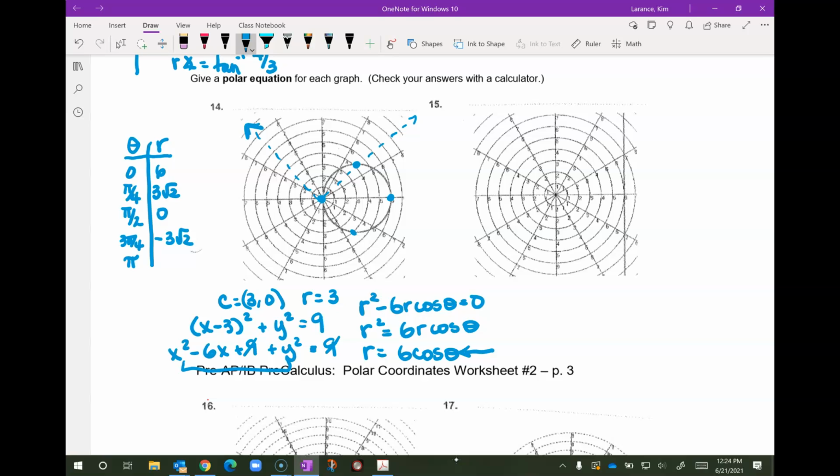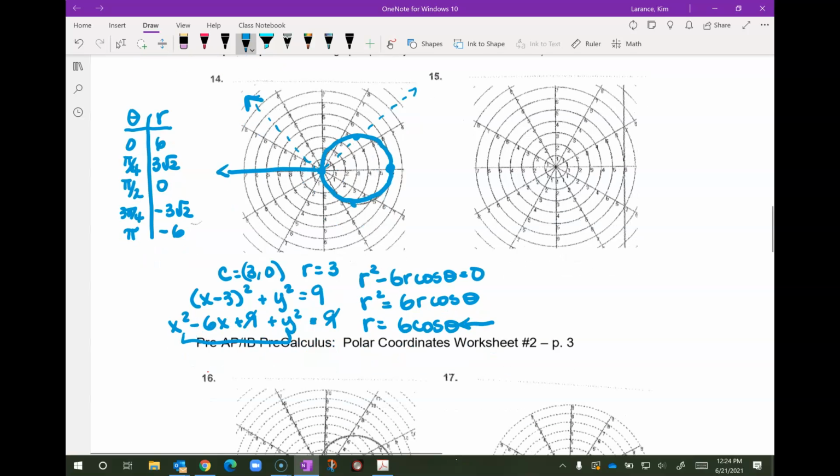And then pi gives me, cosine of pi is -1, so -6. So I'm doing the very same thing. I am pointed toward pi, but instead of going 6 in that direction, I go 6 in the opposite direction. And look, I made my circle. Isn't that cool? I know that it's more efficient and more intuitive to do it in rectangular form, but you can do it either way.